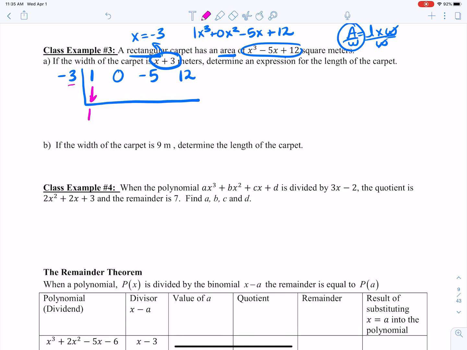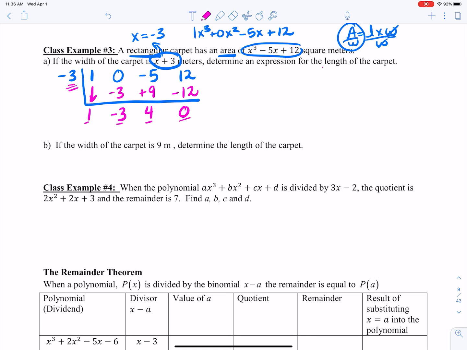Negative 3 times 1 is negative 3. Add them up. I got negative 3. Negative 3 times negative 3 is positive 9. I'm going to add those up. Then I have negative 3 times 4 is negative 12. And I'm going to add those up, which is good. I have a remainder of 0.